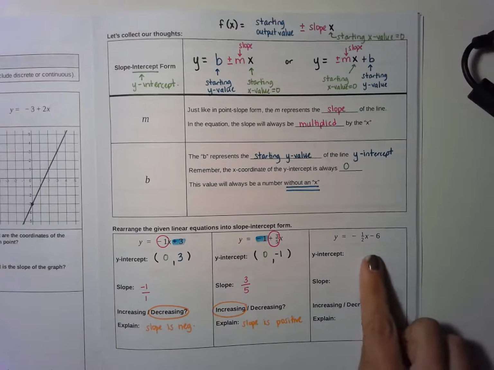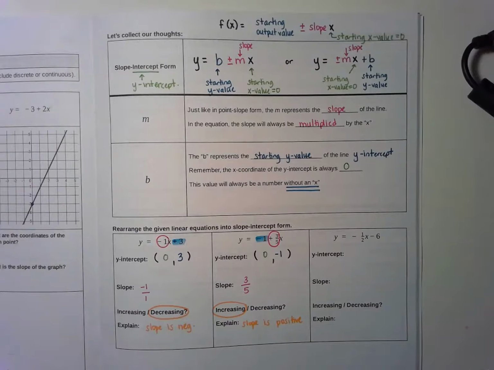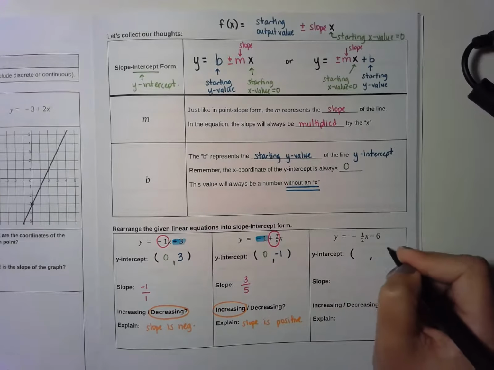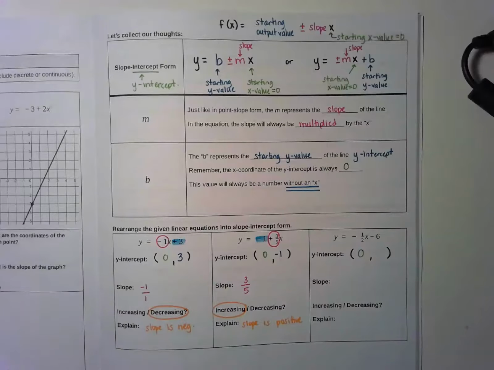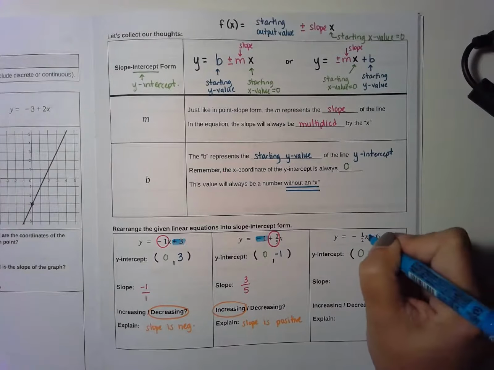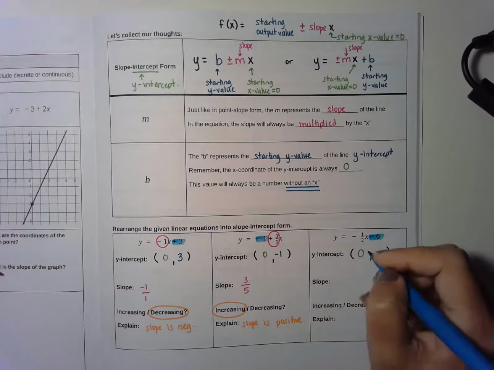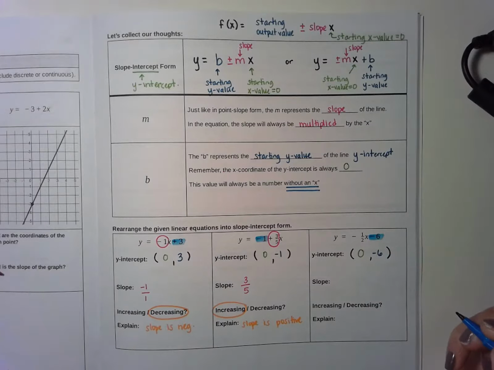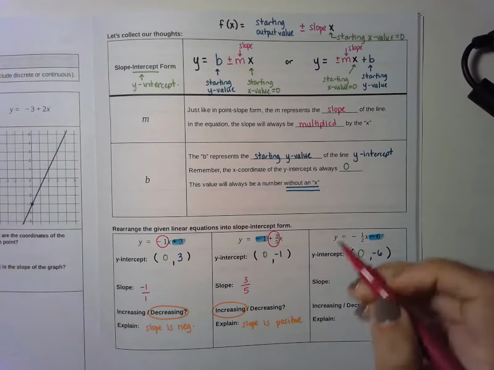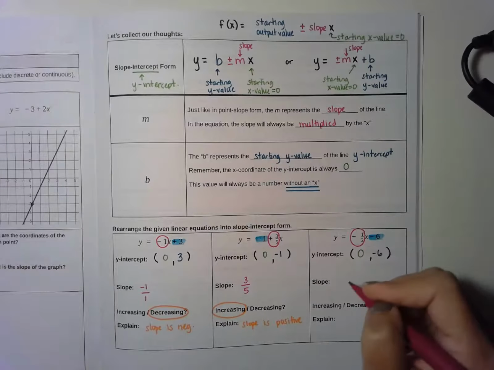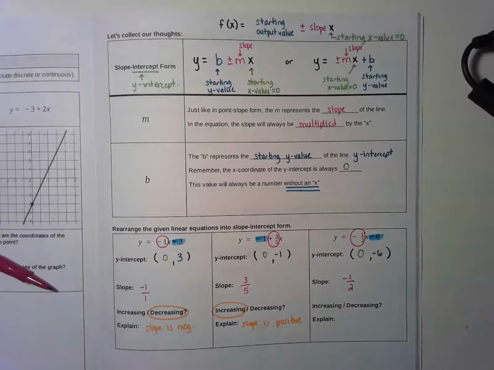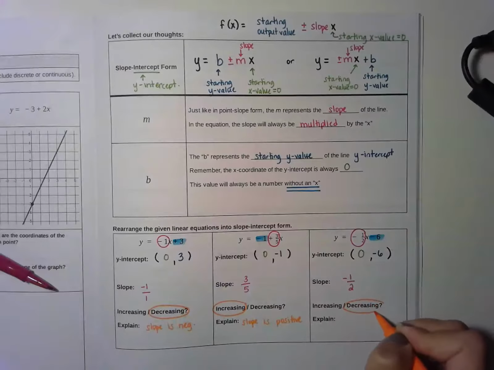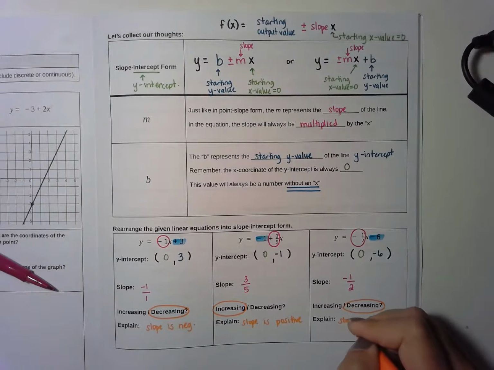Let's try one more. When I see an equation like this, I know that in my y-intercept, my starting x value is going to be 0 because there's no parentheses here. And my starting y value will be -6 because that's the number in the equation that does not have an x. It's mx, and then the b is separate. My slope would be -1/2 because that is the number that's multiplied by x. This graph would be a decreasing graph because the slope is negative.